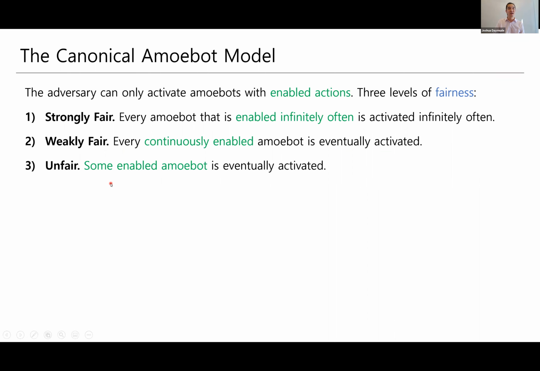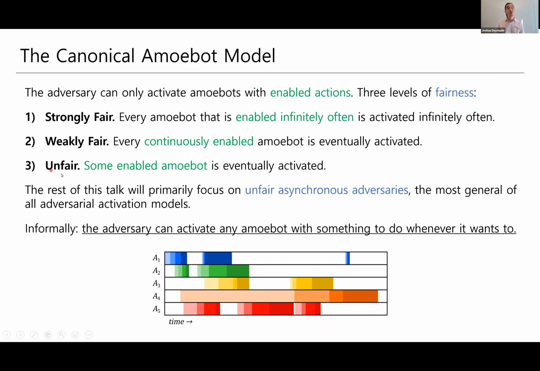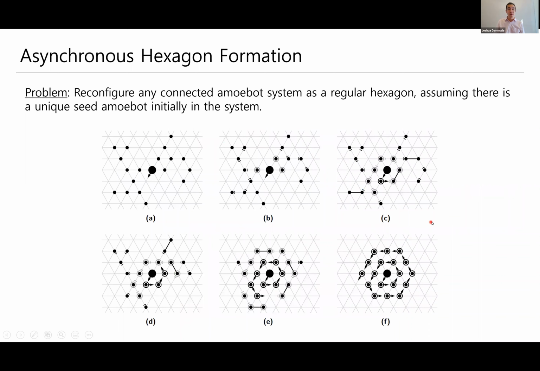And then finally, there's the unfair adversary. That just means the adversary is allowed to activate whoever, so long as that Amoebot has something to do. This is primarily what we'll be talking about: unfair asynchronous adversaries, meaning that the adversary can activate any Amoebot with something to do whenever it wants to. So that concludes the intro of the canonical model.